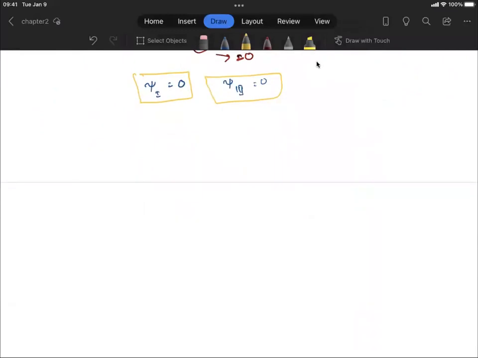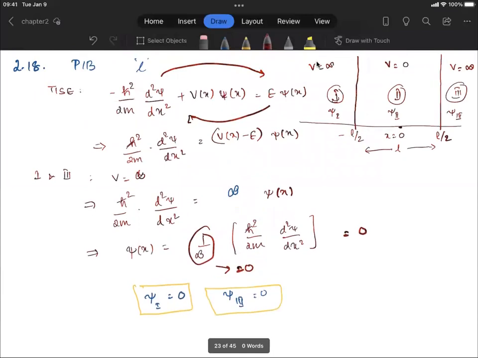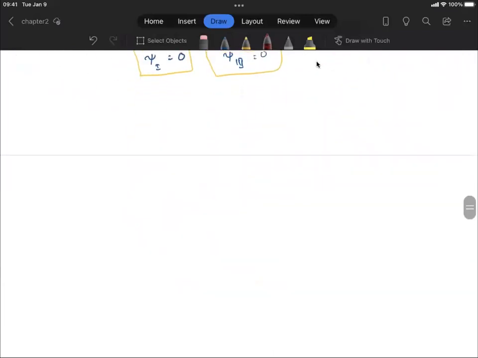Now we need to derive the wave function for region 2. In region 2, we're going to have the same equation.